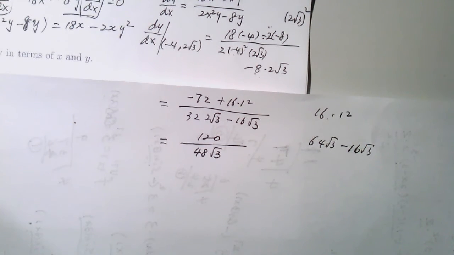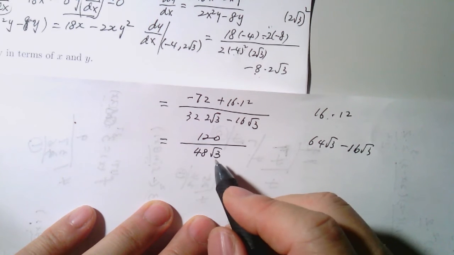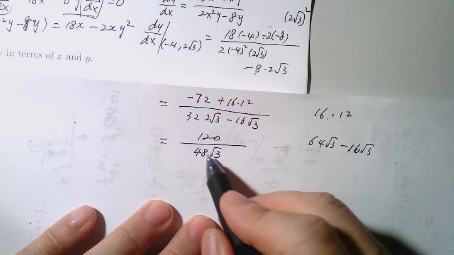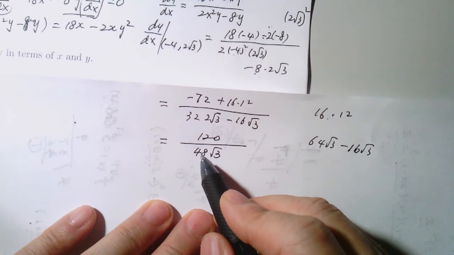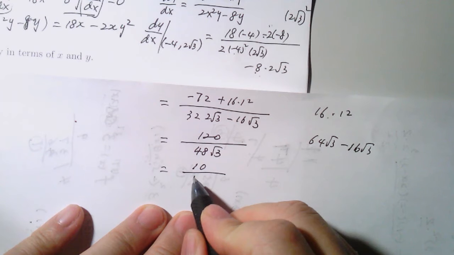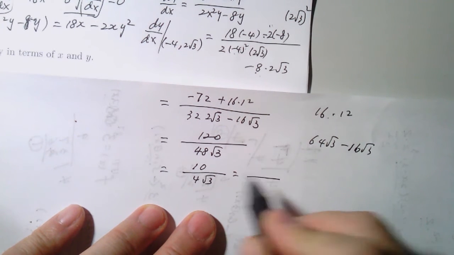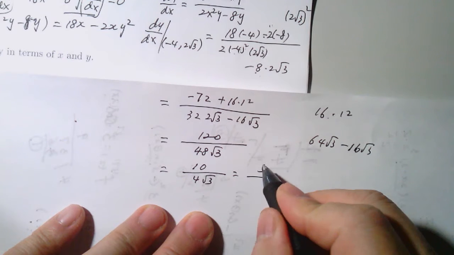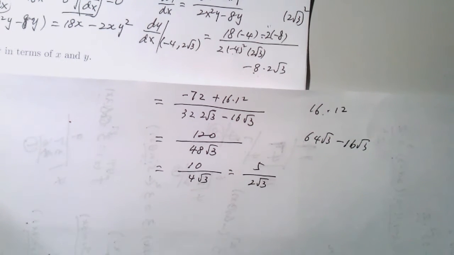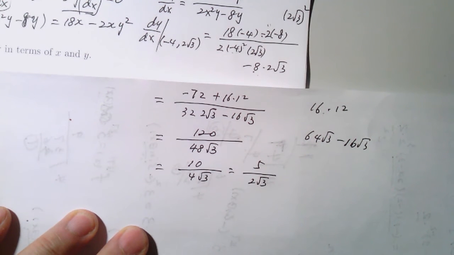Okay, so now I can reduce some common factors. Let's take a look here. If I reduce by 12, that's going to be 10, and that's 4 square root of 3. Then I reduce further by 2. That's a 5, and that's 2 square root of 3. So that gives us the slope.